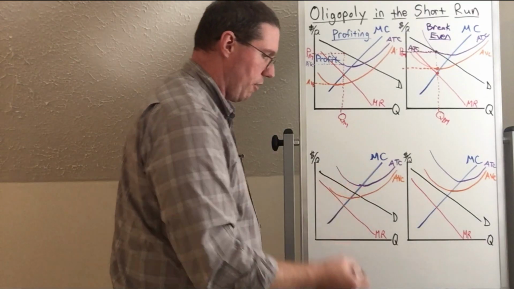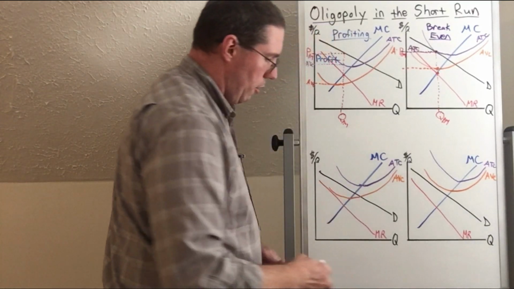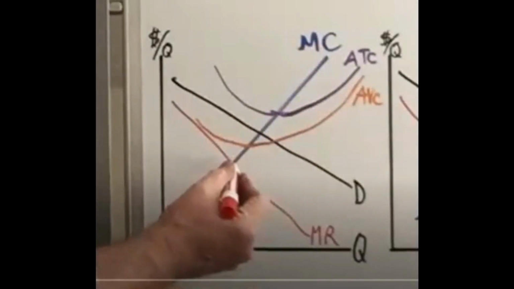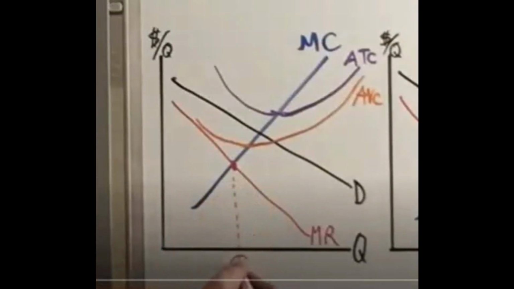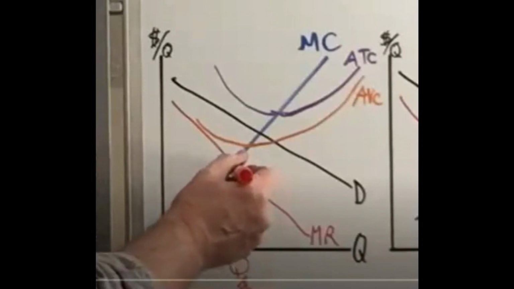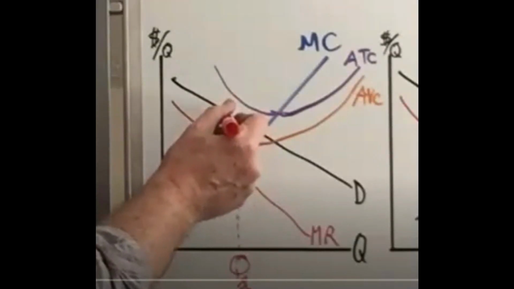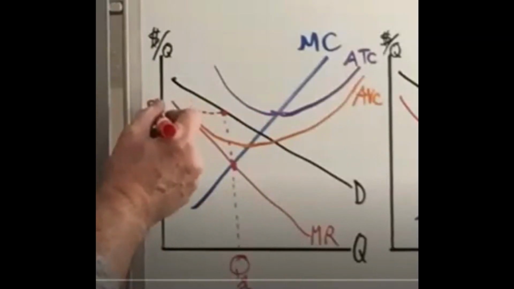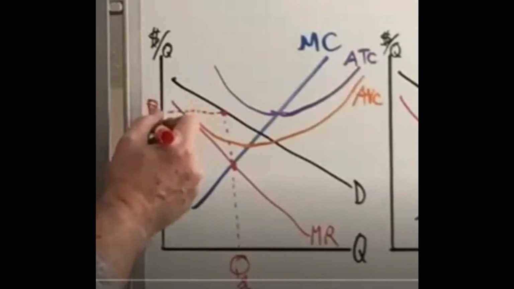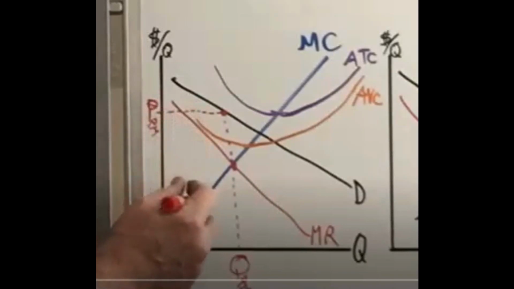All right, let's come down here to this one. And this firm is also going to produce where the marginal revenue is equal to marginal cost. And then we're going to go vertically down here. That is going to give us the profit maximizing quantity. And when we bring that line up to the demand curve and then over, that will give us the price, the profit maximizing price.